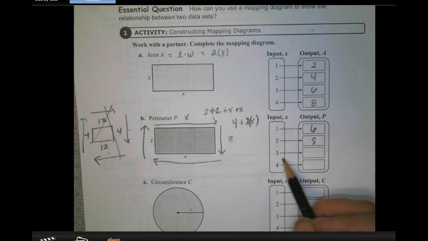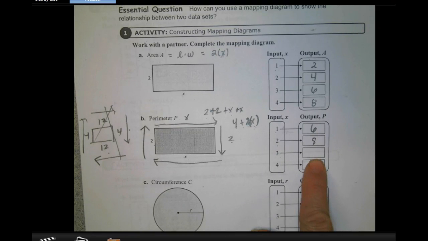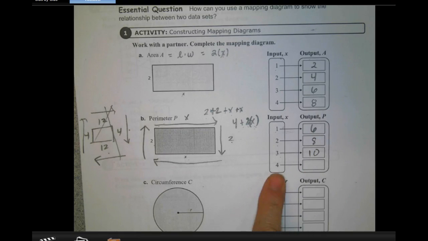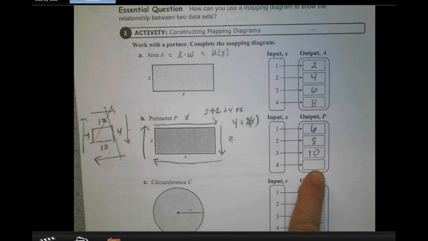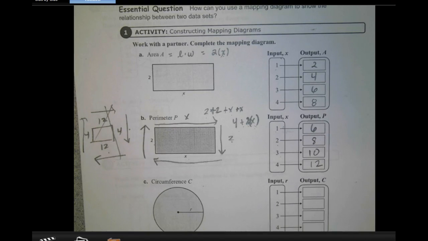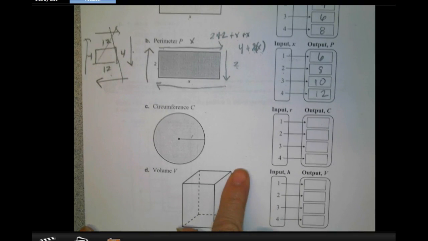Okay? So when x is 3, what is my output going to be, Adam? Correct. When x is 4, what is my output going to be, Jimena? Correct. Got it? It's actually simple once you understand the order of operation and what it is that you're actually doing.